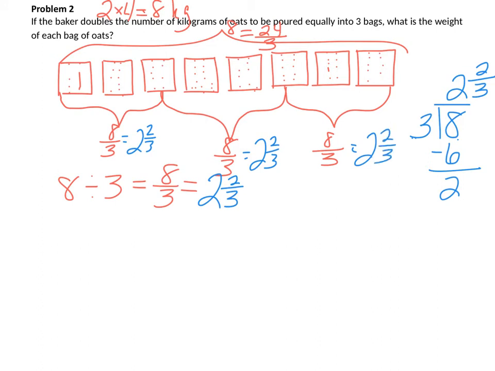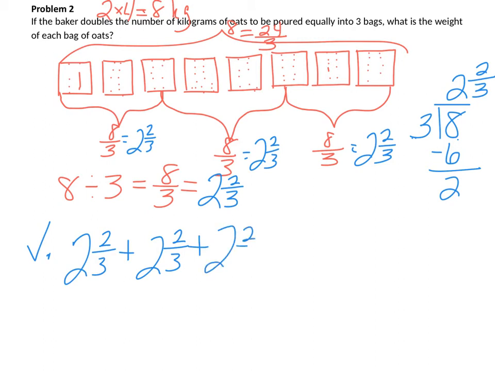Well, let's check this. Let's just be safe rather than sorry. 2 and 2 thirds plus 2 and 2 thirds, that's my middle section, plus the last 2 and 2 thirds. 2 plus 2 plus 2 is 6. Alright, denominator stays the same. 2 plus 2 plus 2 for my numerators is 6.